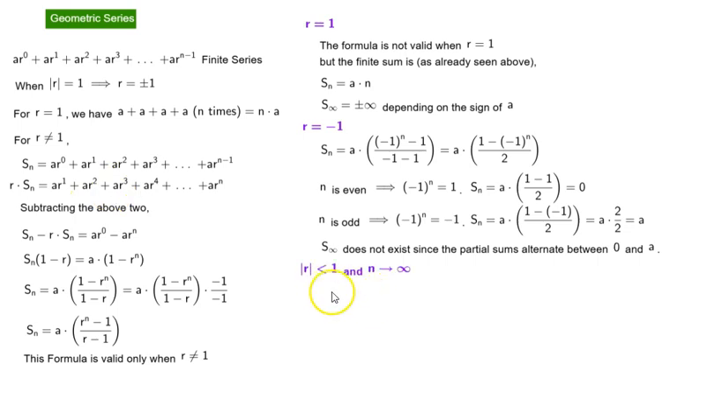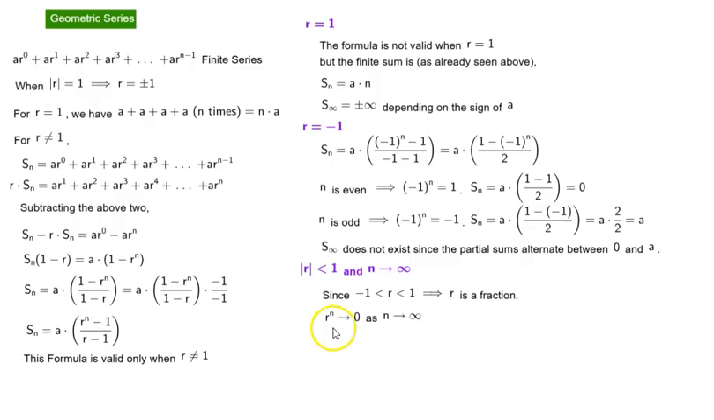Now let's look at the case when the magnitude of r, or the absolute value of r, is less than 1 and n goes to infinity. Now, absolute value of r is less than 1 basically means that r is between -1 and 1. -1 and 1 themselves are not included, which means r is a fraction. So r to the power of n goes to 0 as n goes to infinity.